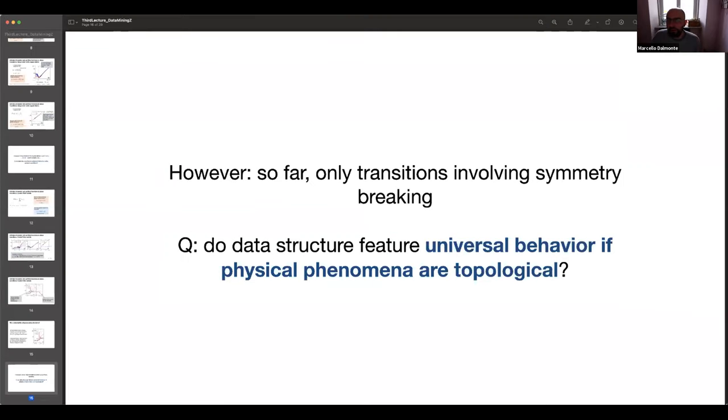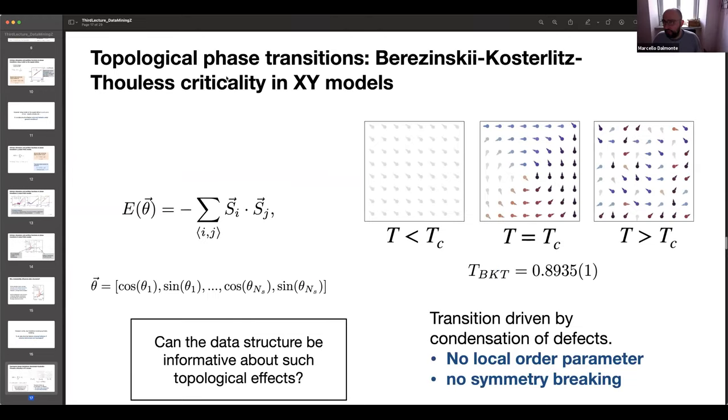So far, in both of these models, we have only dealt with phase transitions where there is an underlying symmetry that is broken. So we move from a paramagnet to a ferromagnet. And then the natural question to ask next is whether we can find interesting features in the data structure that have universal behavior also in the cases where there is no symmetry breaking, particularly if there are topological defects. And the example that we took is the XY model in two dimensions.